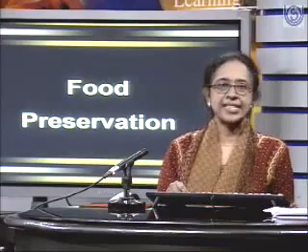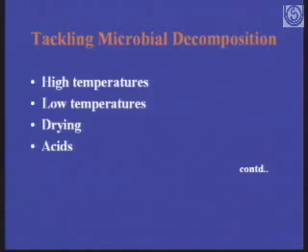Now if we move on to the next slide, we are going to have a look at some of the methods by which we can preserve foods. How do we tackle microbial decomposition? As we already told you, these are things that can be controlled and they can create conditions for the microorganisms' growth to be controlled. So let us look at these very briefly: high temperatures, low temperatures, drying and acids. So let me just give you a little orientation to these particular ways of tackling microbial decomposition.